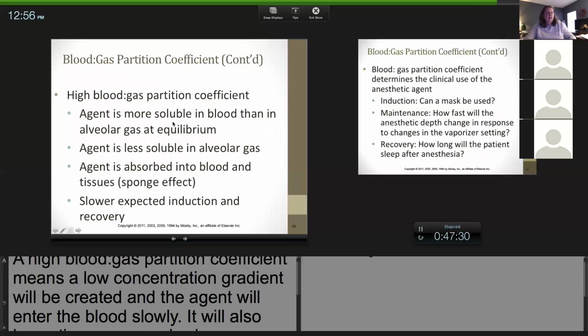Now on the next slide, if you have high blood gas partition coefficient or high blood gas solubility, that means it's more soluble in blood and it gets absorbed into the tissues, kind of like a sponge. I want to get a concentration to the brain, but if the tissues are taking some of it, then by the time it gets to the brain, some of it's already been taken up by the tissues. And then think about recovery. Remember when I said you turn off sevo, they're going to exhale it. But with halothane, some of that halothane would leave the brain, but then I have all of this agent in the tissues that has to diffuse into the blood to eventually get exhaled or metabolized. So that's where the slower induction and slower recovery comes from.